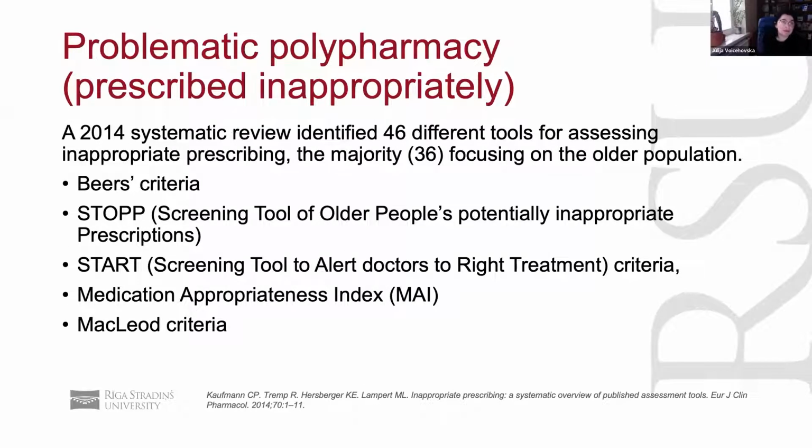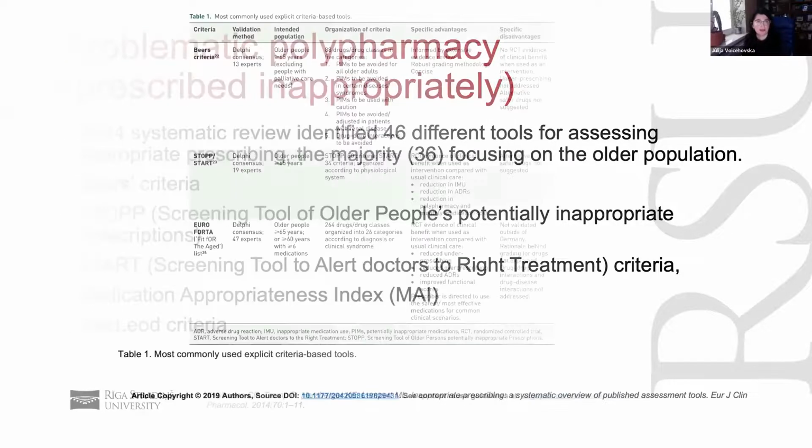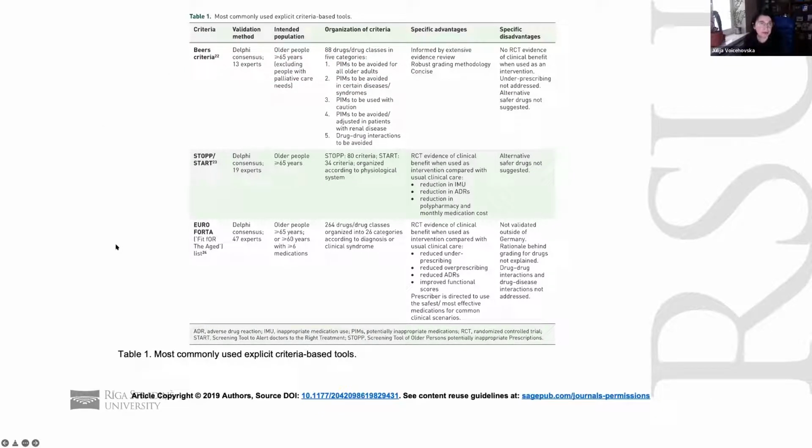So also problematic polypharmacy has been studied, and a systematic overview of published assessment tools has been performed by Kaufman and co-authors. And actually many tools are available to decide about appropriate, not appropriate use. Some tools are developed to be applied before prescription is performed. So in advance, we are advised to make a decision how reasonable is this or that medication in this particular patient.